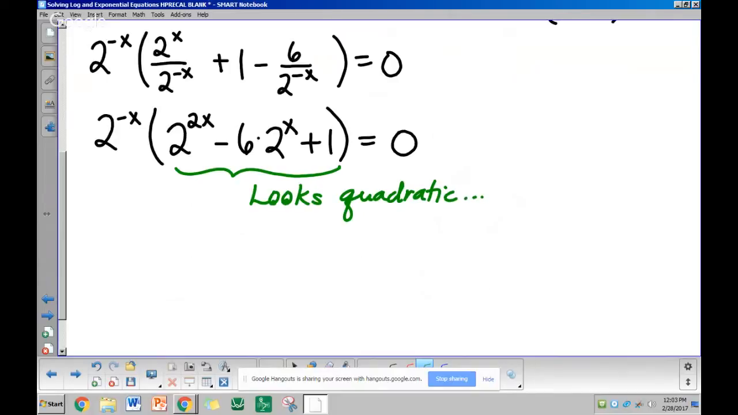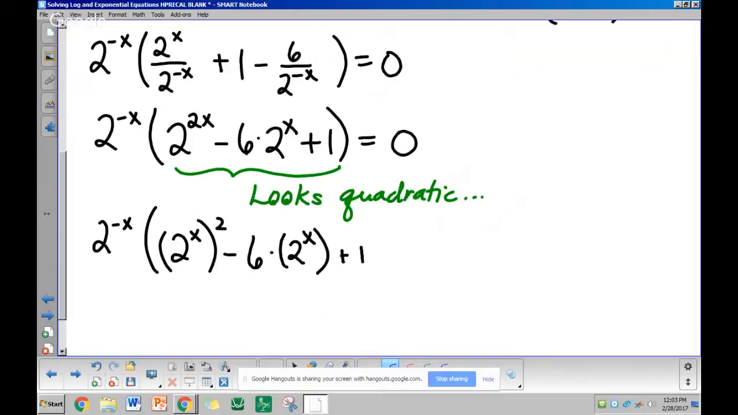What's x here? If you were thinking about it in the typical sense, quadratically, it would be 2 to the x. x squared minus 6x plus 1, right. So in your mind, could you rewrite this similarly to like 2 to the x quantity squared minus 6 times 2 to the x plus 1 equals 0? Could you do that? Yeah.